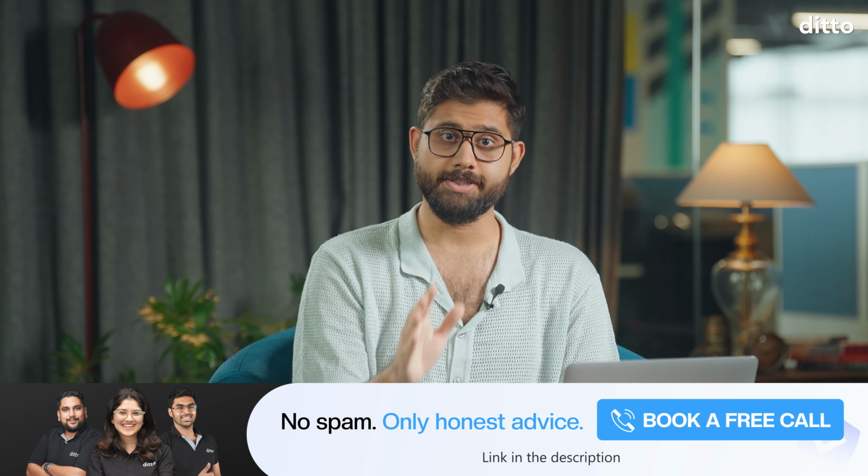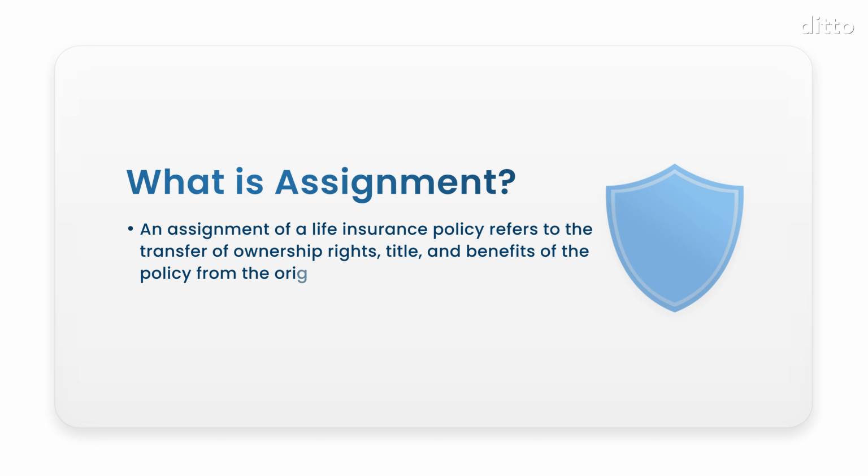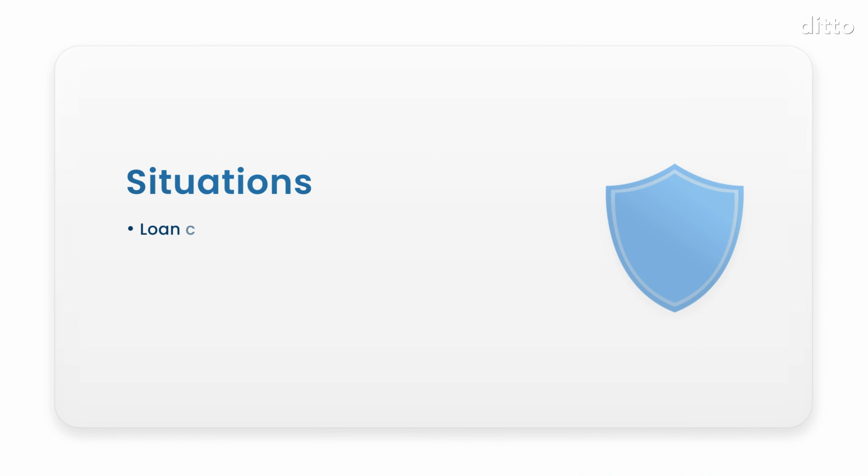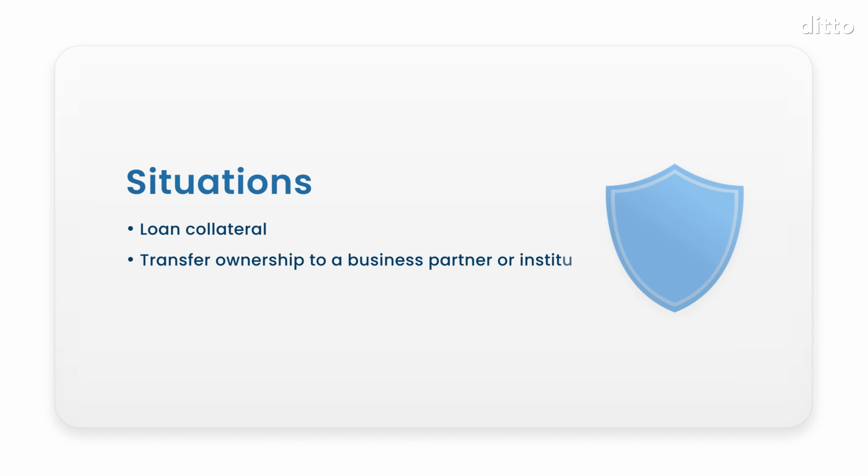Now, let's talk about something even more misunderstood: assignment. Assignment is when you legally transfer the rights of your term policy to someone else, either partially or fully. Now, it usually happens in 3 situations. 1. To use the policy as loan collateral. Example, assign it to a bank. 2. To transfer ownership to a business partner or institution. 3. As a gift, like assigning a policy to a spouse or family member.